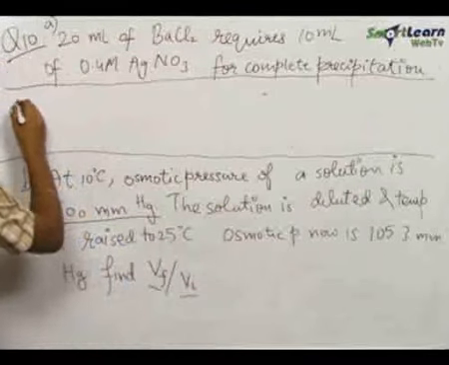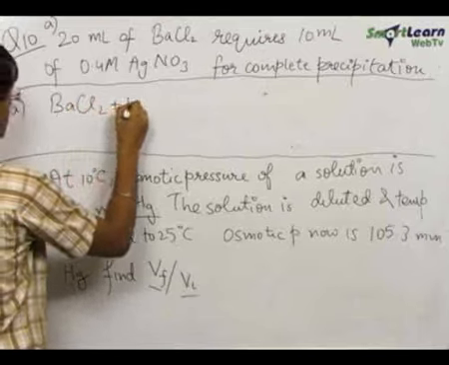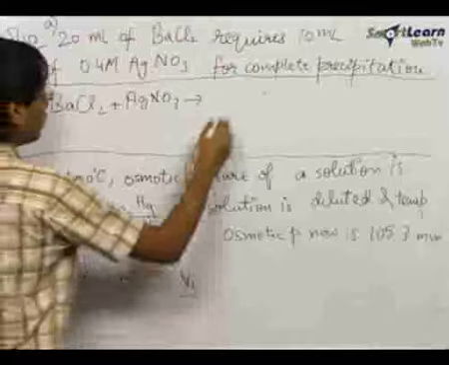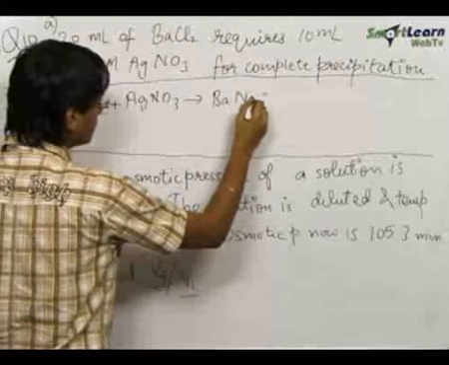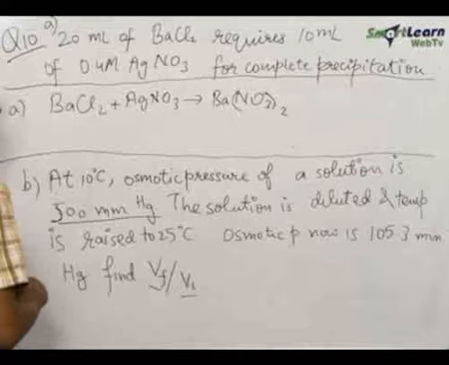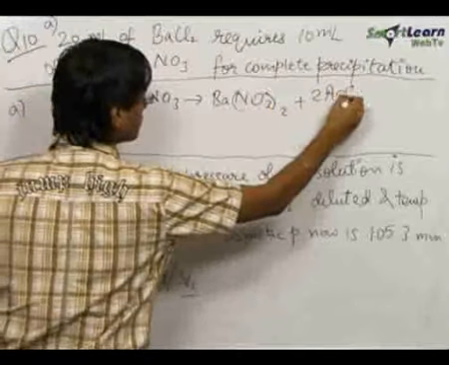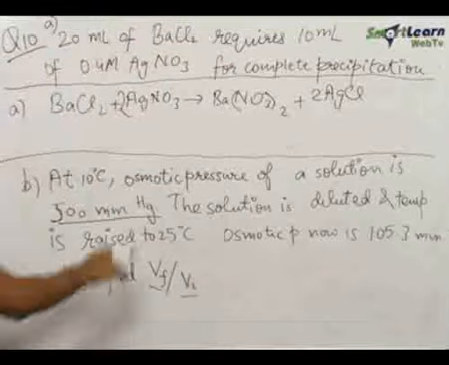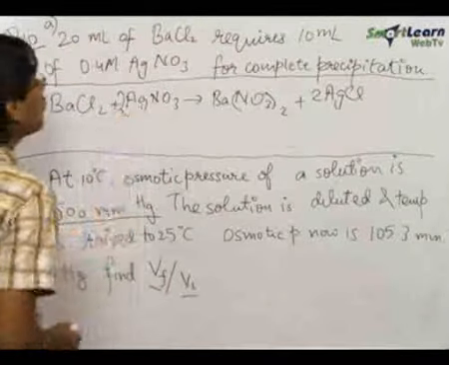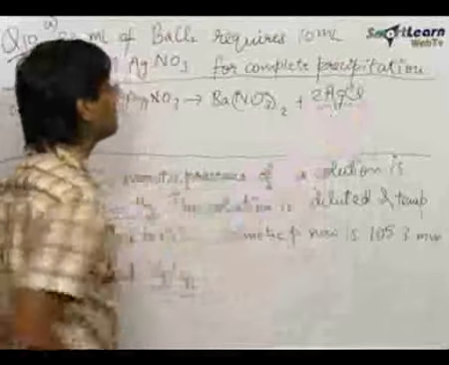for the first part, let us write the equation of precipitation of AgCl first. Barium chloride will react with AgNO3 to form barium nitrate and AgCl will precipitate. Here we can see that 1 mole of barium chloride requires 2 moles of AgNO3 for complete precipitation of AgCl.